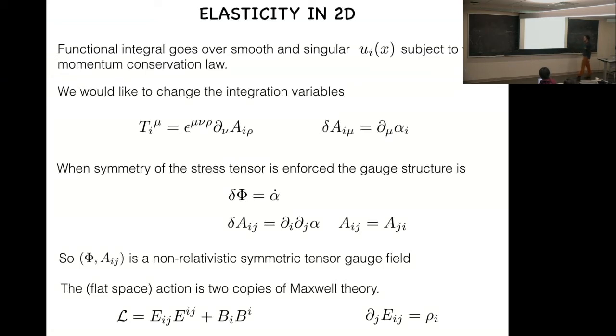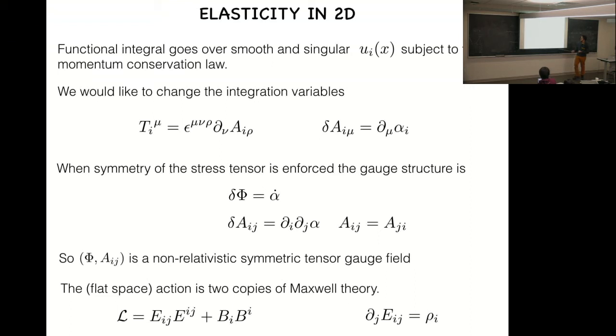If you impose this constraint, you find that it's possible to introduce a slightly smaller set of gauge transformations in fields. You can introduce just a symmetric tensor Aij that now transforms by two derivatives, di dj of alpha, and a scalar potential phi that transforms by alpha dot. The way you go from here to here is that the symmetry of the stress tensor implies that Ai alpha I is the gradient of a scalar function. That's what symmetry of the stress tensor implies.